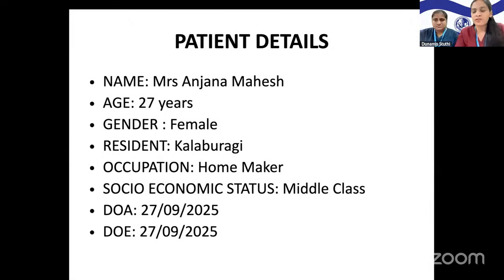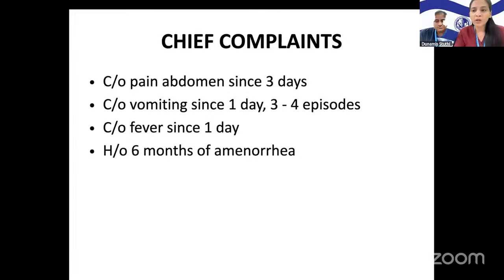Our patient is a 27-year-old female, Mrs. Anjana Mahesh, resident of Kalburgi, homemaker by occupation, belongs to middle class of socioeconomic status. She was admitted on 27th of September and was examined on the same day. She presented with complaints of pain abdomen since 3 days, vomiting since 1 day, 3 to 4 episodes, fever since 1 day, and she gives history of 6 months of amenorrhea.